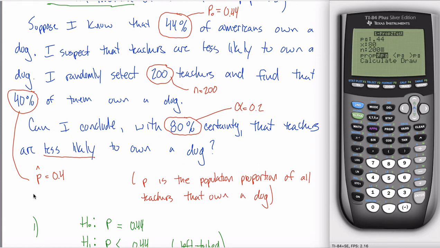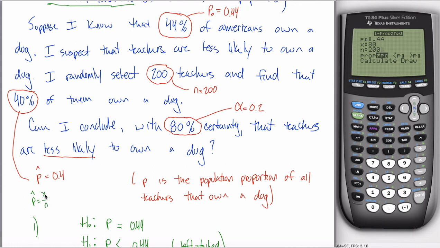No, it's not. Remember that p hat is equal to x over n. X is the number of teachers that own a dog, not the proportion of teachers that own a dog. If p hat is x over n, then that tells you that x is n times p hat. So if I want to know what x is when they give me this 40%, I better be able to recognize that, yeah, that's telling me that p hat is 40%, but it's also telling me that x is 80. Because 80 out of 200 means 40%. Because when I take n, 200, and I multiply it by 40%, I get 80 as my answer.